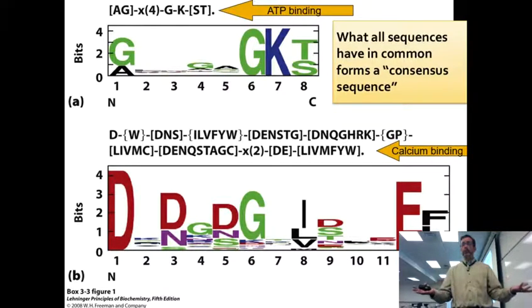If you have a sequence you don't know what it does, but it matches the consensus, you can say, hey, I think I have a hypothesis here, guys. I think I know what this might do. And then you do an experiment to check it out.